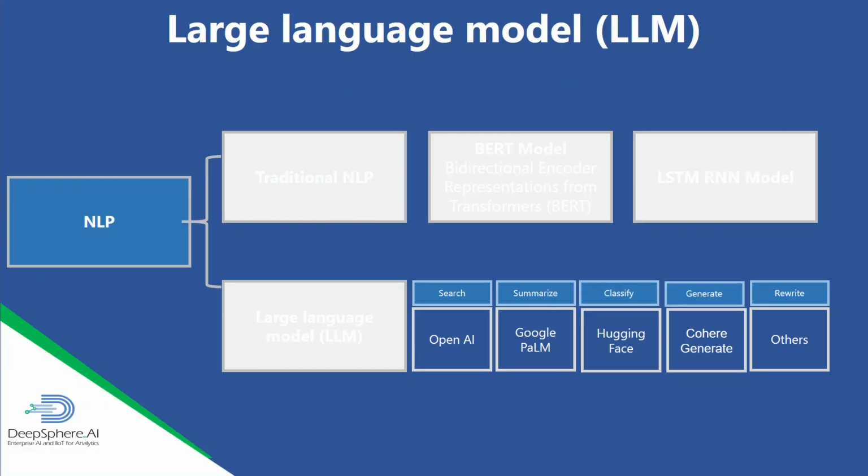So this is just an example. I think the slides are a bit messed up. On the top, you see traditional natural language processing. At the bottom, you see large language models. In traditional natural language processing, I'm sure if you have worked on it, there's a model called BERT, Bidirectional Encoder Representations from Transformers, and also LSTM and RNN, long short-term memory and recurrent neural networks. These are deep learning models we used in traditional natural language processing. So these models are dead. We don't have to use these models.